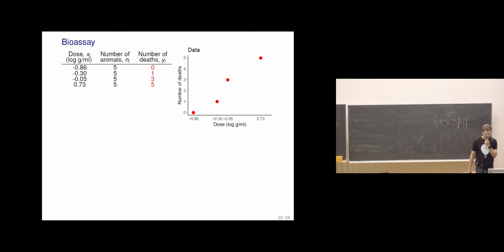Okay. For the rest of the lecture I will go through this bioassay example, which is used many times in your exercises, and then also some computational things.